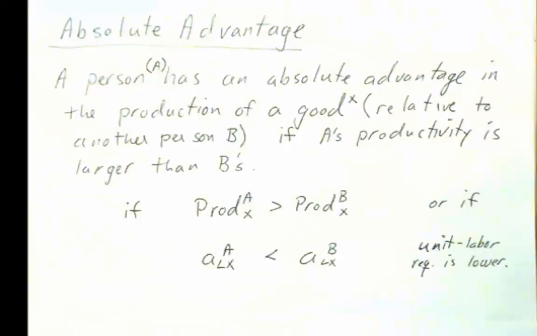Simple definition. We're just comparing productivities within a particular good. Since unit labor requirements are just the reciprocals of the productivities, it works in the opposite direction. So if person A, Smith, has a lower unit labor requirement in a particular good than Jones, B, then we're going to say that Smith has an absolute advantage in that good. He can produce the good at a lower input cost than Jones can. Either of these can be applied, and they're going to give you the same answer.